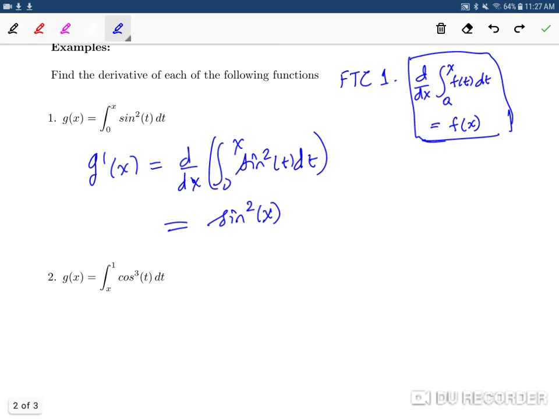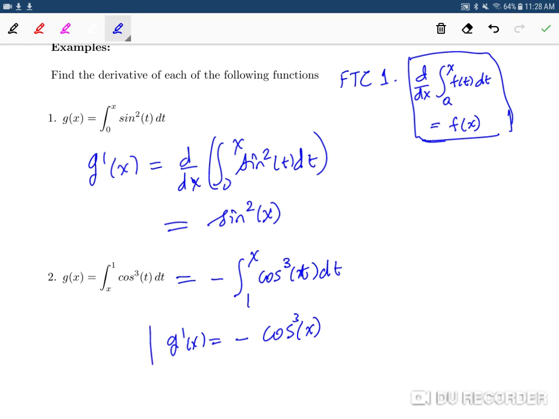So we have to somehow adjust our function, so that x is on top. So one of the properties of the definite integral is if you swap the limits, then it costs you a minus. So this is exactly minus integral from 1 to x of cosine cubed of t dt. Now x is in the right place. I can differentiate this function. So g prime of x is the negative of cosine cubed of x, and that's the answer.